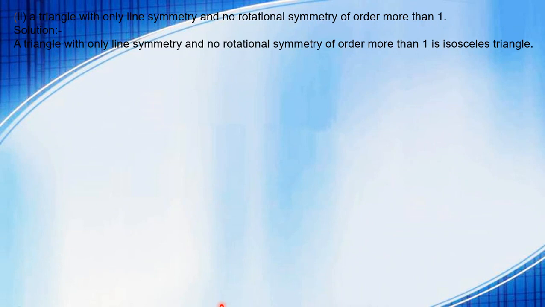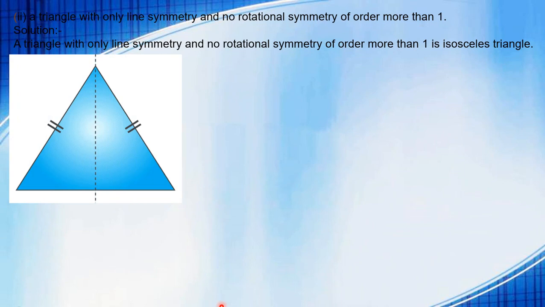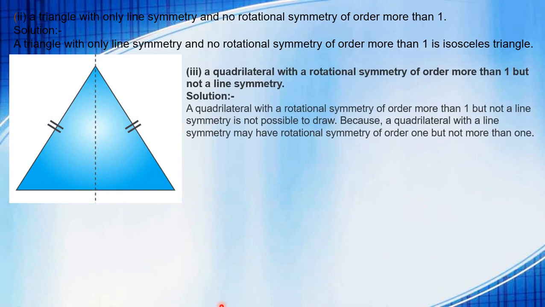more than 1. A triangle with only line symmetry, but there should be no rotational symmetry of order more than 1. So we have a triangle that is an isosceles triangle, which has one line of symmetry and its rotational symmetry is not of order more than 1.